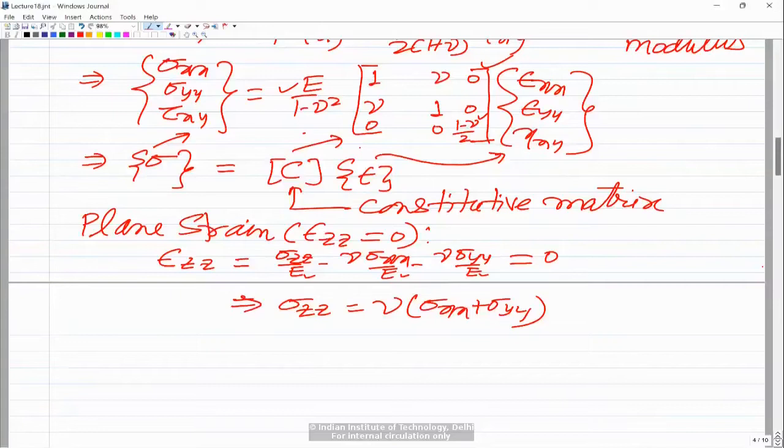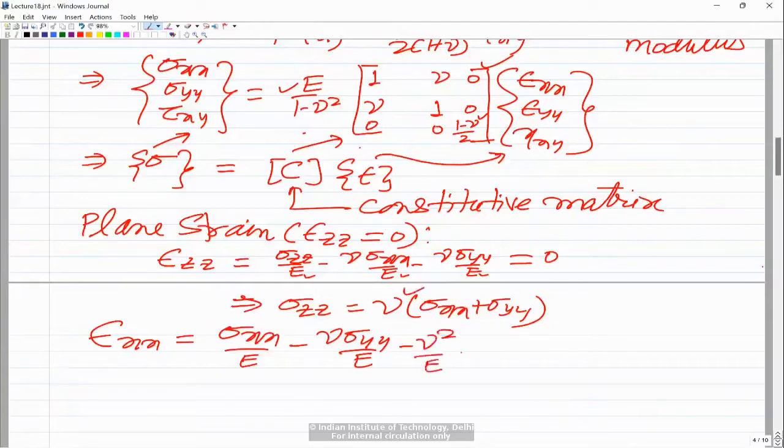So now once you have sigma zz, then you can look at how the expressions for strains epsilon xx and epsilon yy get modified. So now we will have epsilon xx, the normal strain along the x direction, which we have written already in this relation: sigma xx upon E minus nu times sigma yy upon E, and minus nu times sigma zz upon E, and sigma zz is given by this expression, so we get nu square upon E into sigma xx plus sigma yy. So this is the relationship you get.